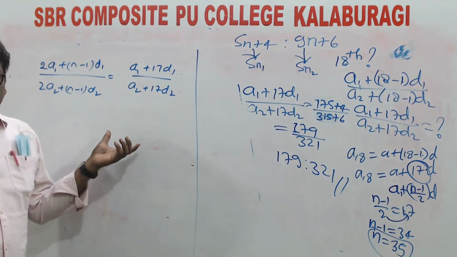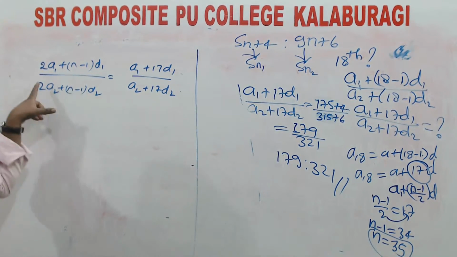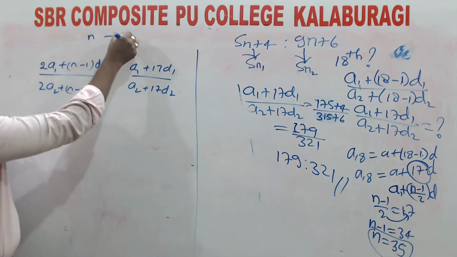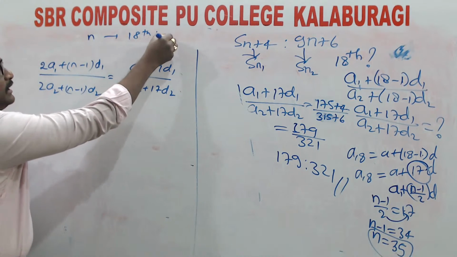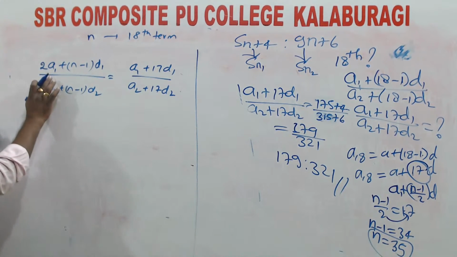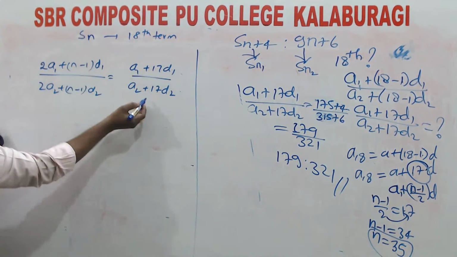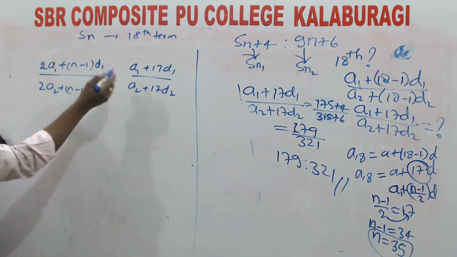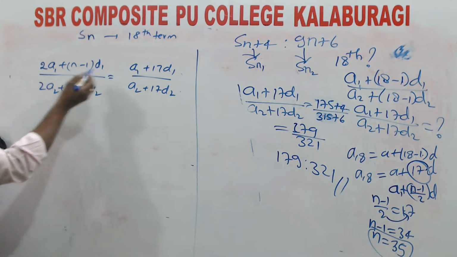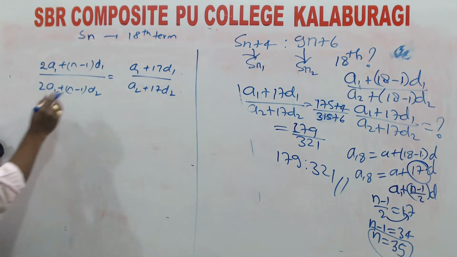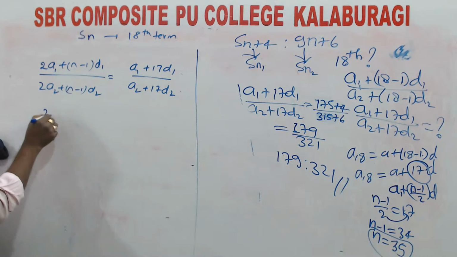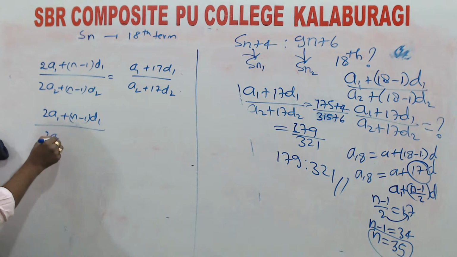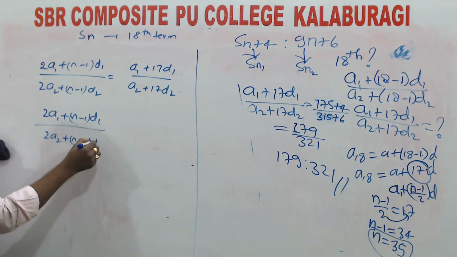Now, one of the students is asking, without taking 2 common, how do we find the n value for the 18th term. Therefore, the sum of n terms equals the 18th term. Without taking 2 common, we have to multiply here by 2. When comparing A1 here to A1, here 17 D1, to make the thing the same, when you are comparing 2A1 plus (n minus 1) D1 and 2A2 plus (n minus 1) D2.